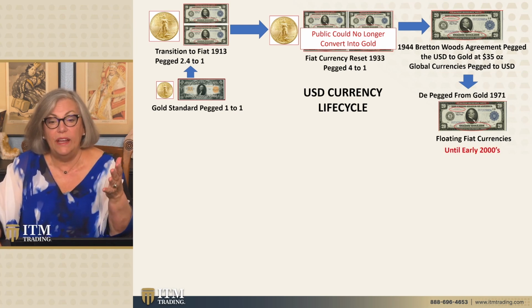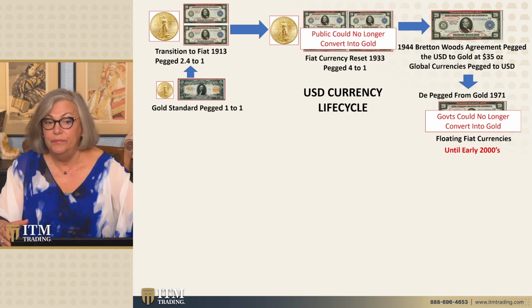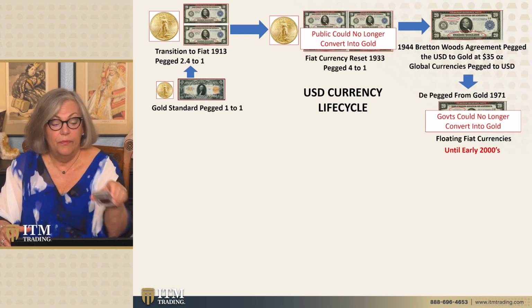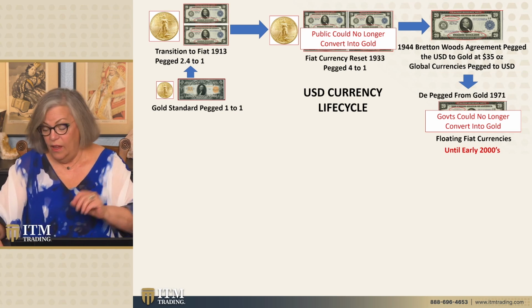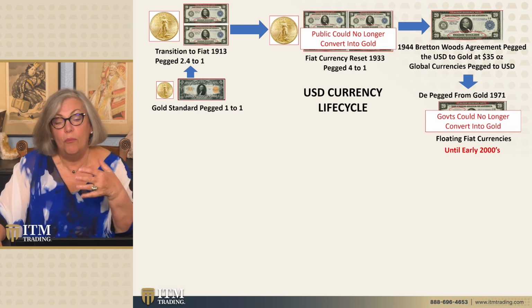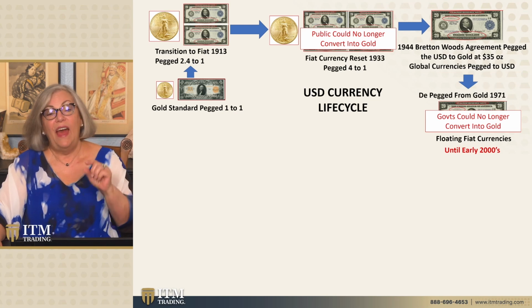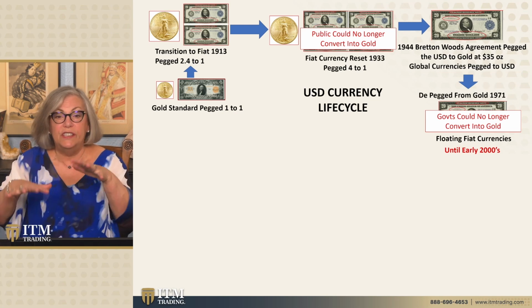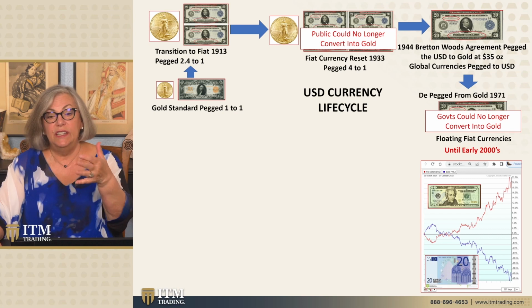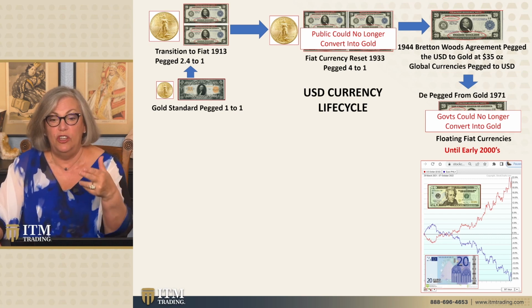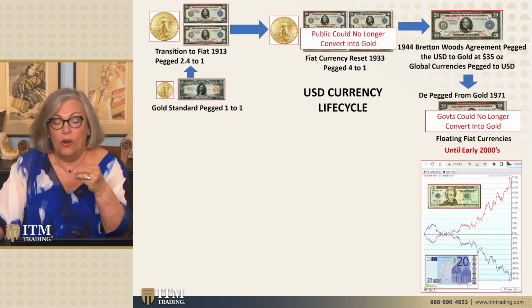And at that point, governments could no longer convert their dollars into gold either. Of course, there was not that much gold left in the system. At that point, actually less in the U.S. than prior to the confiscation in 1933. This was a bit of a problem. And that depegging, where all the currencies were free floating, lasted until early 2000. Now you can see that this is a relative performance chart between the US dollar and the euro, and they absolutely mirror each other.